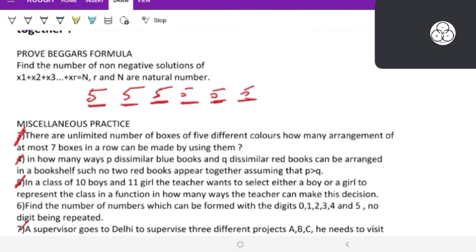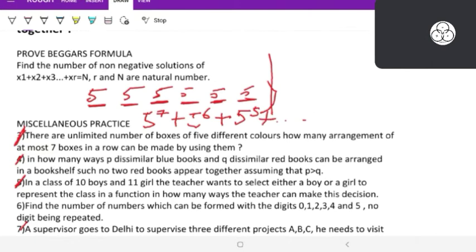This was the case when the number of boxes were 7. This is the case when the number of boxes are 7, but this is given at most 7. At most 7 means that the number of boxes can be less than 7 also. When it is exactly 7, this is 5 to the power 7. That is correct. But when it is less than 7, this is 5 to the power 6. Say the number of boxes are 6, then we have 5 to the power 5. So on.